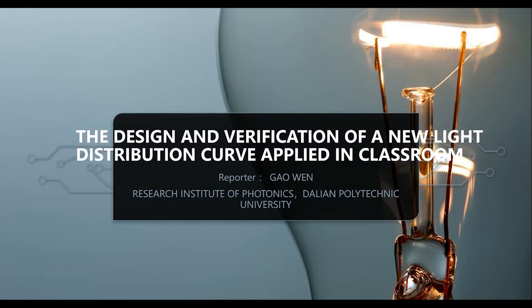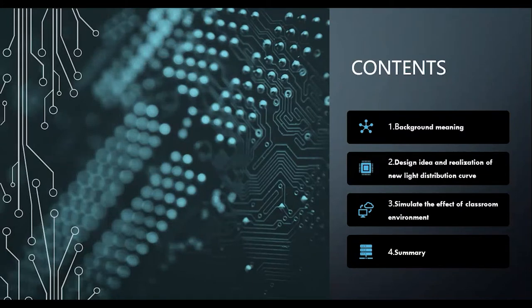The topic of my thesis is the design and verification of a new light distribution curve applied in classrooms. My presentation is divided into four parts, including background and meaning, design idea, the realization of the new light distribution curve, the effect of the classroom environment, and the last is the summary.